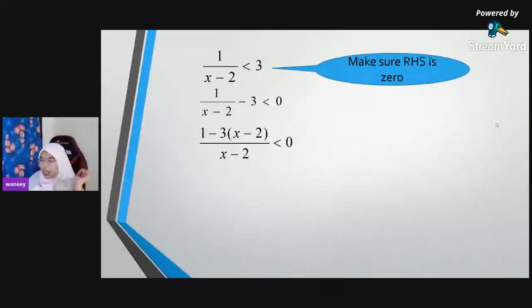Okay, so now I give you another 2 minutes for you to try to solve them until you get the solution for this one. So saya bagi 2 minit untuk jawab.